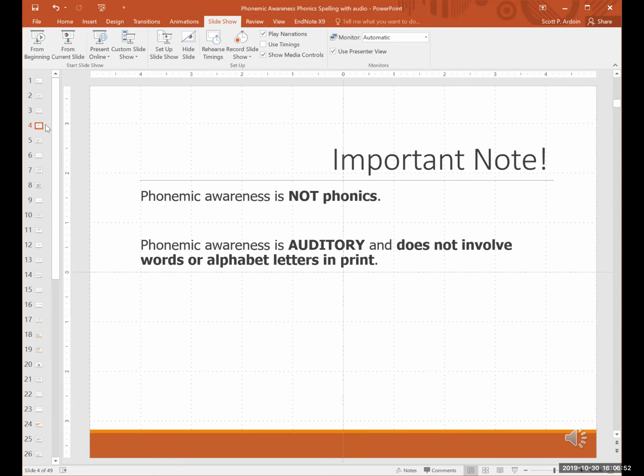As I just said a second ago, phonemic awareness is not phonics. Phonemic awareness is auditory and does not involve words or alphabetic letters in print. So whenever we are providing phonemic awareness instruction, we do not need to have letters present. Sometimes we might just use magnets, sticks, or blocks of some sort, just to help kids understand that words are made up of separate, different parts. Whenever we start bringing in letters, then we are starting to work on phonics. Whenever we don't have letters present, we are working on phonemic awareness.